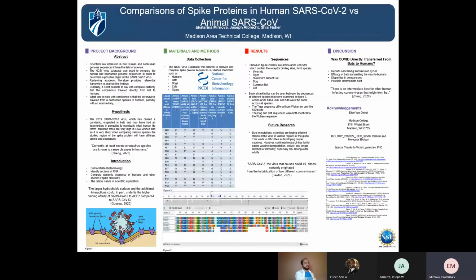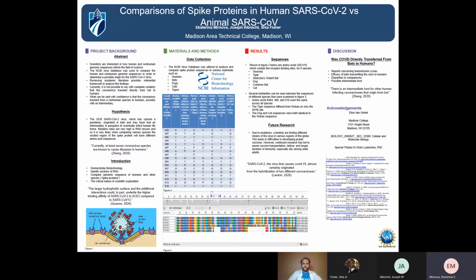And today we're going to be talking about comparisons of spike proteins in human SARS-CoV-2 versus animal SARS-CoV. In our project, we'll look at human and non-human genome sequences. In order to compare these sequences, we determine the origin of COVID-19 through the NCBI virus database. It is likely that the virus traveled from non-humans to humans, possibly through intermediaries such as a pangolin. Mutation rates are high in RNA viruses, so different regions will have different amino acid sequences. Currently, there are at least 7 species to cause coronavirus in humans, and I'm going to pass it off to Shia Fisher.